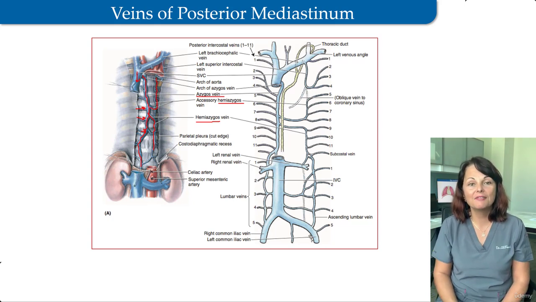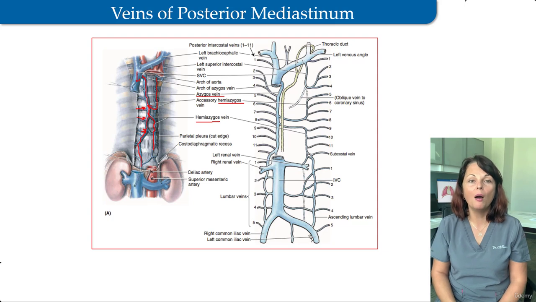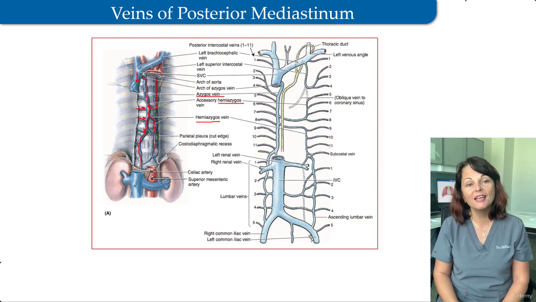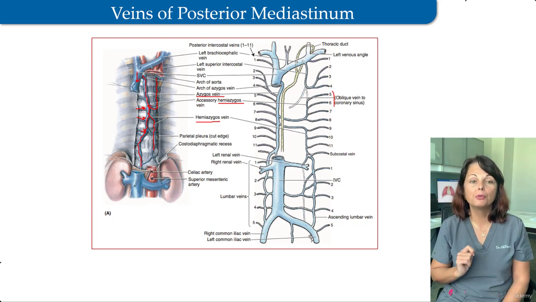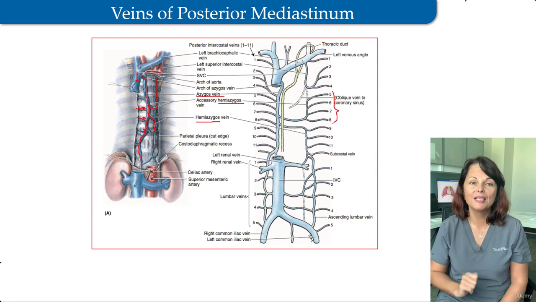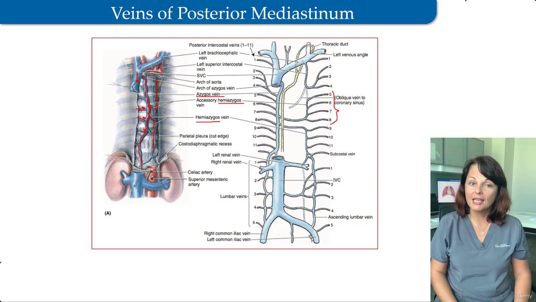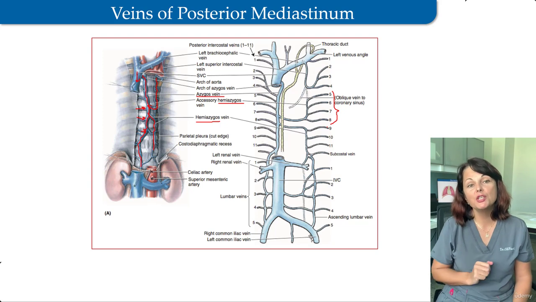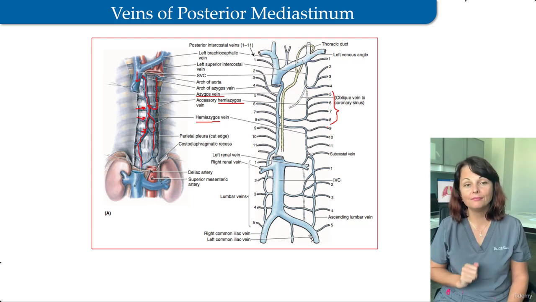Accessory hemiazygous vein, collecting the blood from the upper 5 to 8 intercostal veins, may also be present, but not always. The azygous vein also receives the mediastinal and esophageal, prevertebral, and bronchial veins.